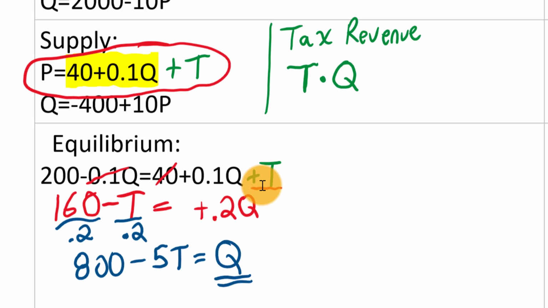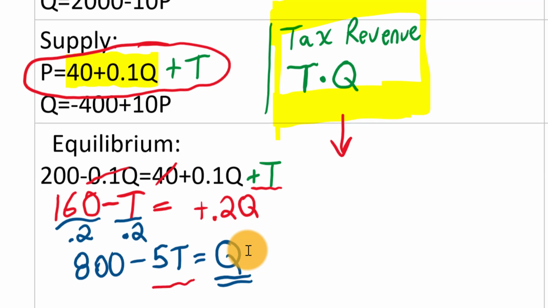So the quantity that's going to be purchased is 800 units, which was our equilibrium quantity without a tax, but we see that the quantity people buy is going to go down by 5 units for every $1 of tax that we add. Well, that's pretty interesting. The goal here is to figure out what tax level will maximize the tax revenue. So that's where we bring down this idea that tax revenue is just T times Q. So let's use that idea.